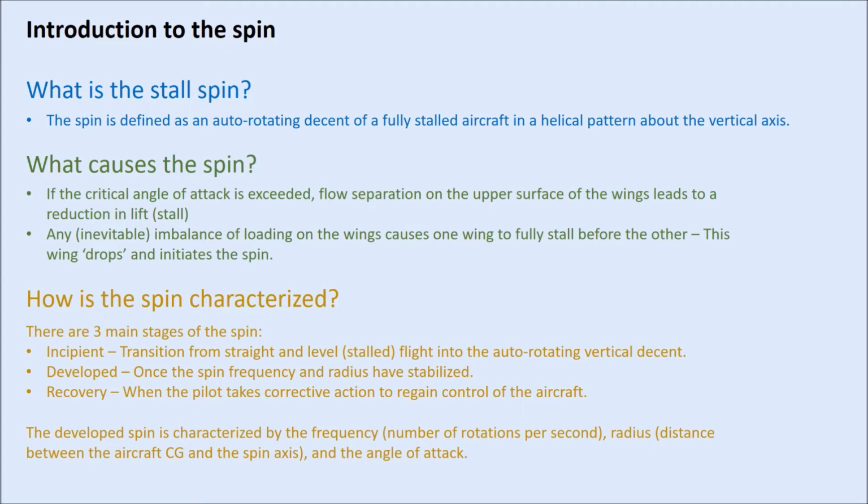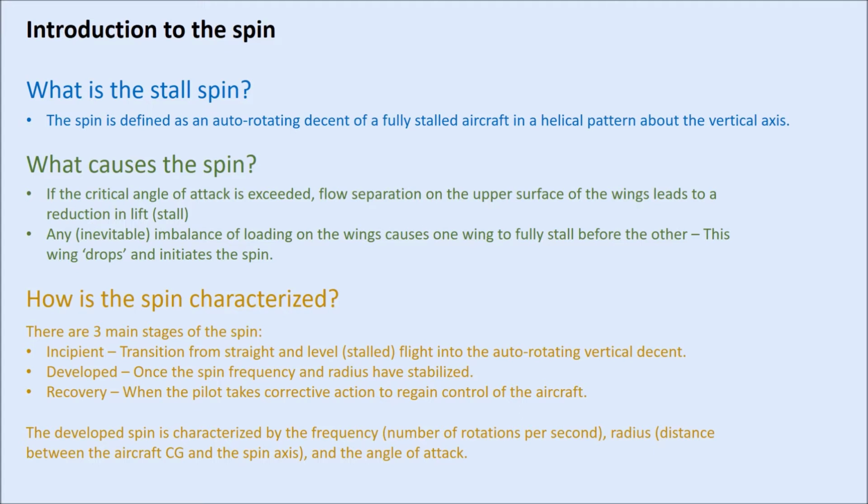So there are three main stages of the spin maneuver. The first stage is the incipient stage, and this is where the aircraft transitions from straight and level flight, although stalled, into this auto-rotating vertical descent, into the spin, right? Then, as the spin develops, the spin frequency and spin radius stabilize and become constant. And then the recovery stage is where the pilot takes corrective action to regain control of the aircraft and recover from the spin.